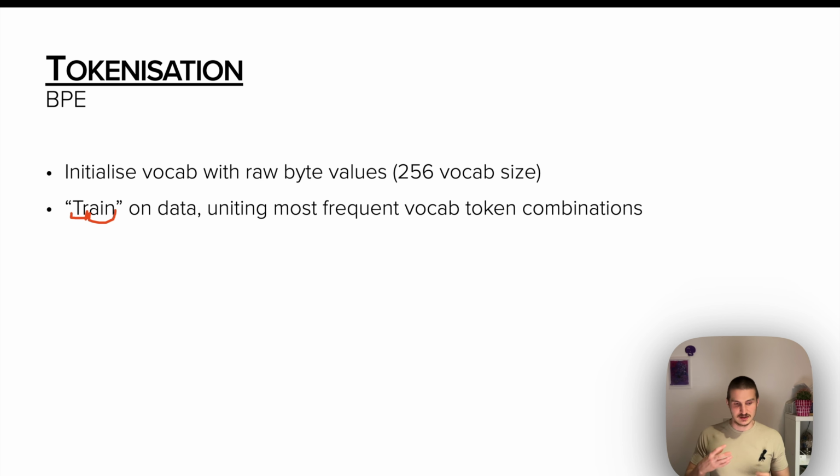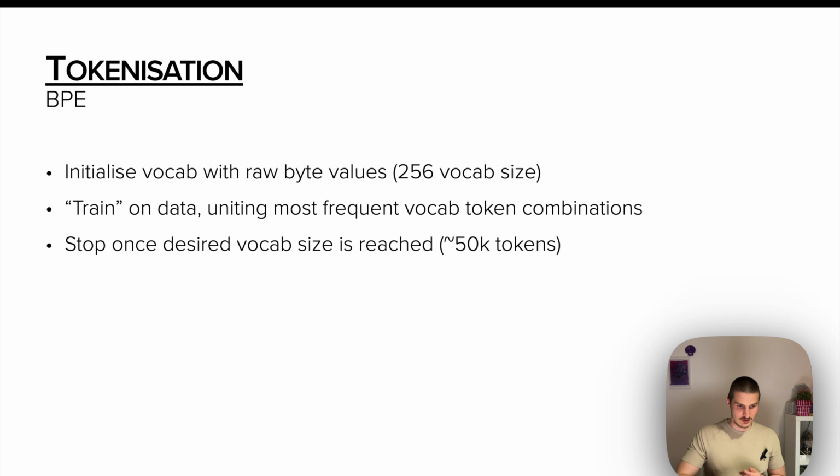So eventually, this thing gets at words. It might even get at bigrams, like frequent words that come together. At the same time, since we started with raw byte values, and we didn't really throw away anything, we just united tokens, this means that this tokenization is still able to represent anything. And we stop when a certain vocabulary size is reached, and that's typically 50,000 tokens.